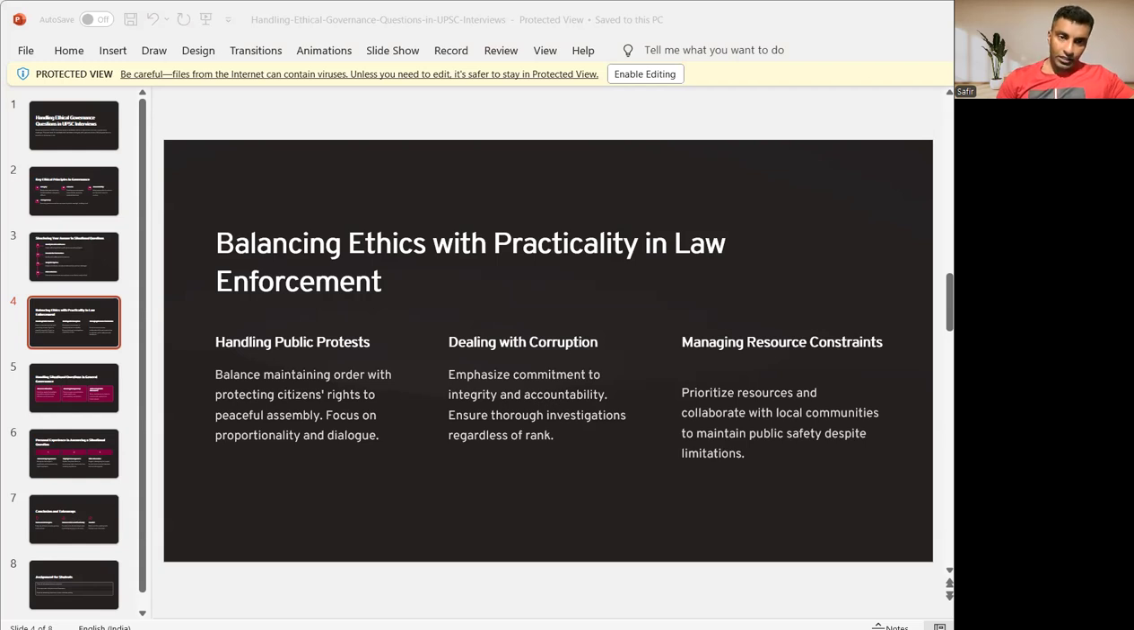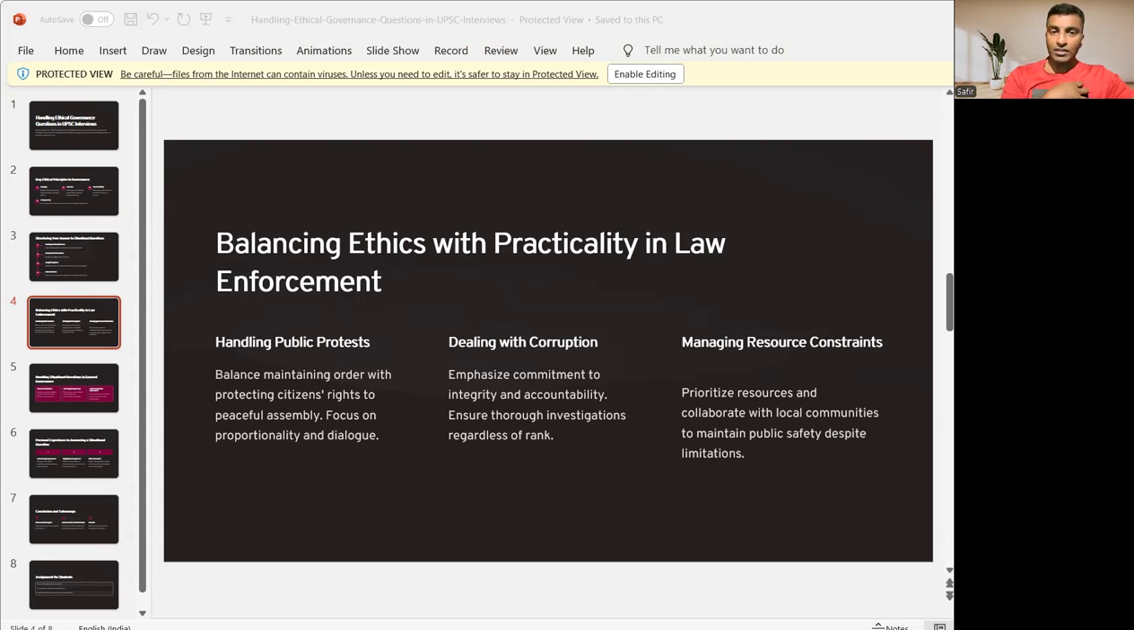Okay? So, for example, if you're asked how you would manage a public protest that has the potential to turn violent, what will you say? You might say, while my primary responsibility is to maintain law and order, it's also important to ensure that the protesters' right to peaceful assembly or peaceful protest is respected. It's their right.